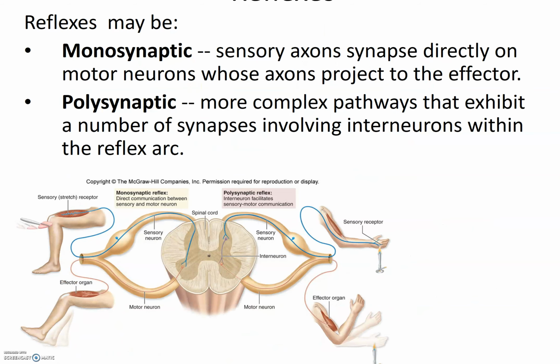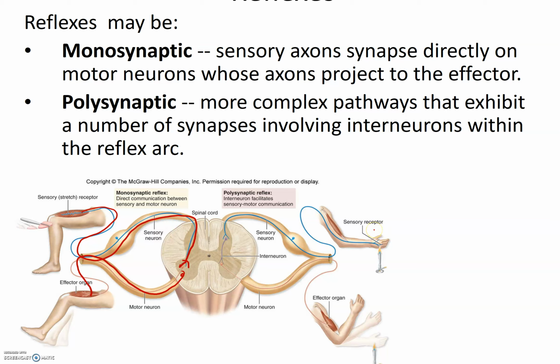Now there's two types of reflexes. Monosynaptic reflexes just have the afferent neuron going through the posterior root. It actually goes all the way to the anterior horn where it synapses with the motor neuron going out the anterior root to the effector. These are the tendon reflexes. So you stretch the muscle, that's a monosynaptic reflex. So usually when you go to the doctor's office, it's a monosynaptic reflex.